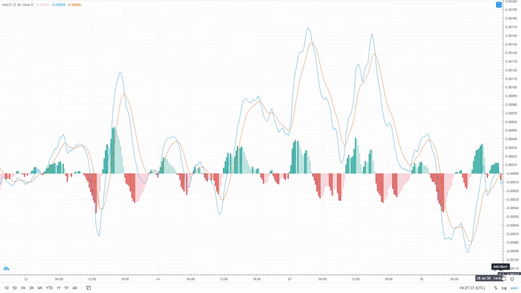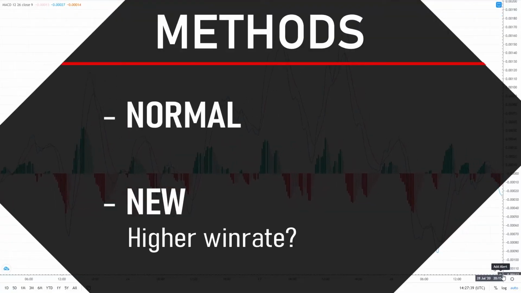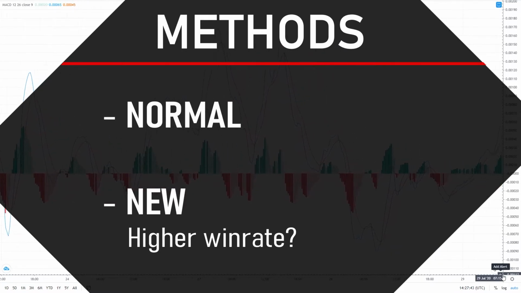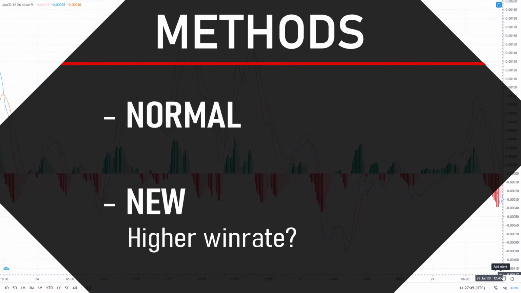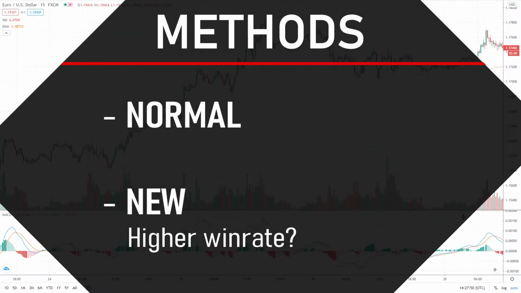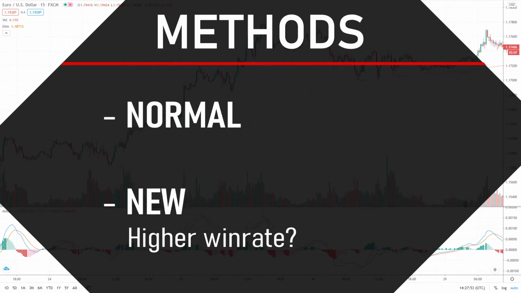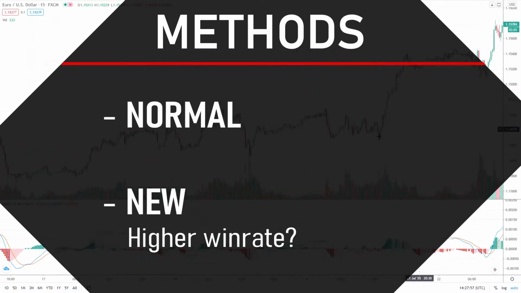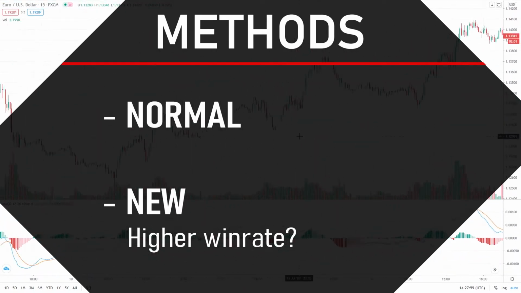So first, there are two methods that I'm gonna be testing with the MACD indicator. The first method I'm gonna call the normal method, which is just your normal way of using the MACD. The second I'm gonna call the new method. This method still uses the MACD indicator, but in a very different way. Some say that this second method actually gives a higher win rate. Let's see.